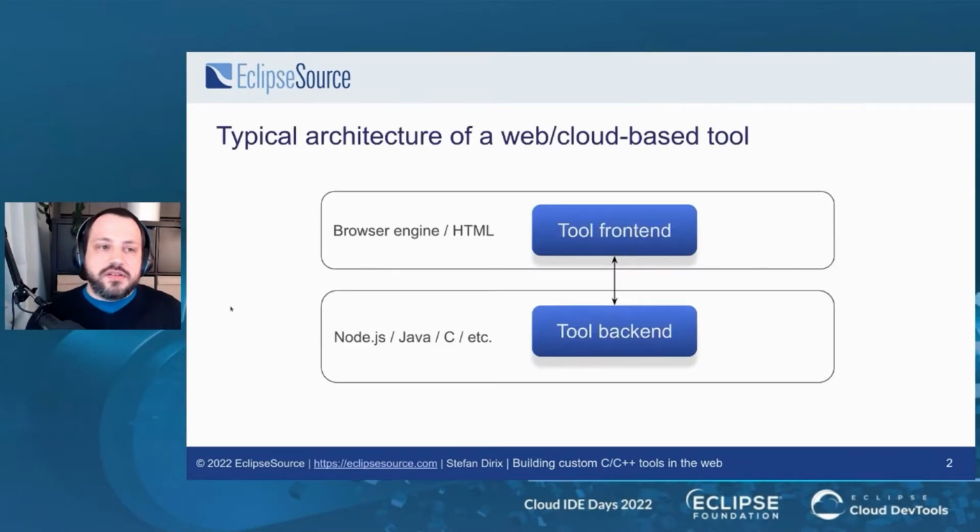So let's look at the typical architecture of a web-based or cloud-based tool. When people say, okay, it's a web-based tool, they typically mean the front end. So the front end, the UI the user is interacting with, is rendered within a browser, while the back end, this could be anything. Could be Node.js, could be Java, could be C, whatever you like. So this is a classical split. You have the client, you have the server, and all of this is running in the cloud.